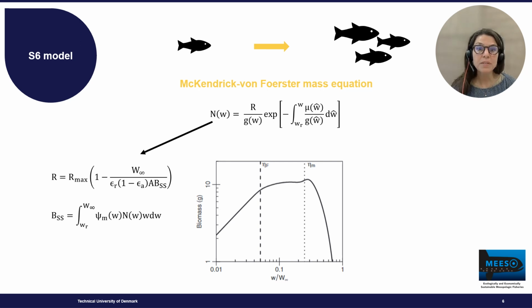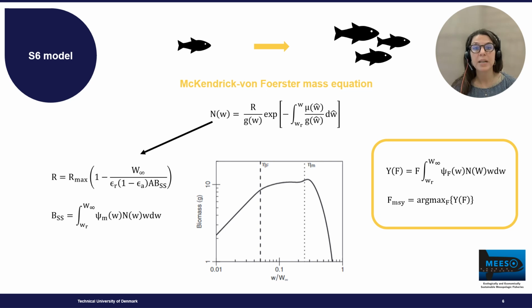The reference point, FMSY, is then calculated by maximizing the yield with respect to fishing mortality F. Yield can be found by integrating over the size distribution multiplied by a size selectivity curve of the fishing operation. And generally, the life history parameter determining recruitment and therefore strongly affecting FMSY is the recruitment efficiency epsilon R.